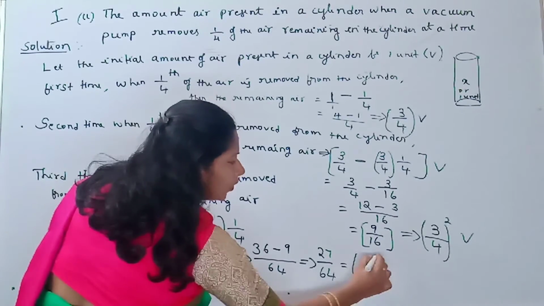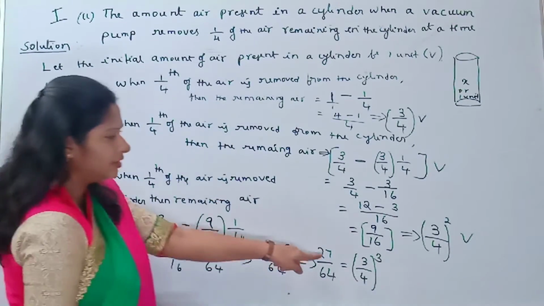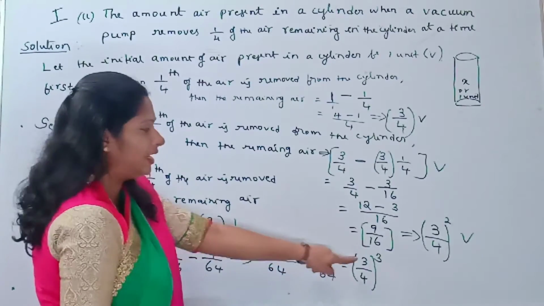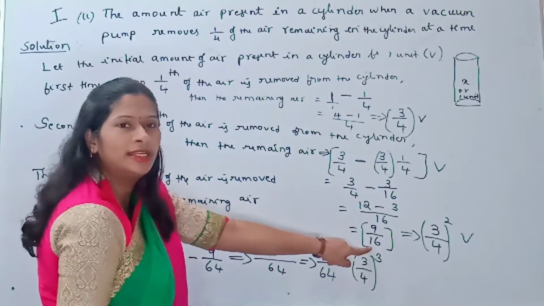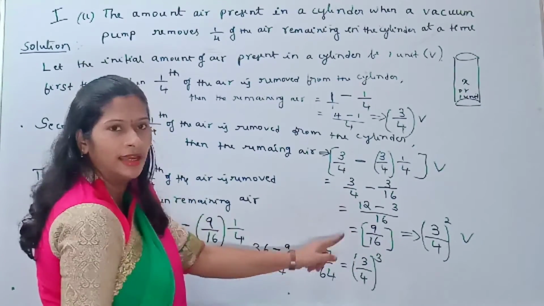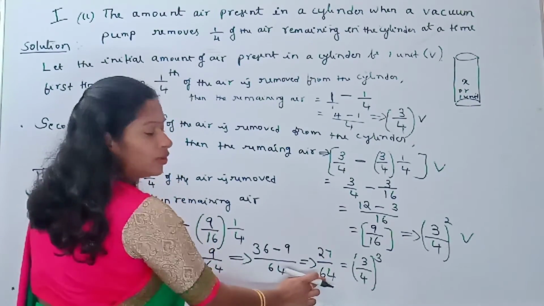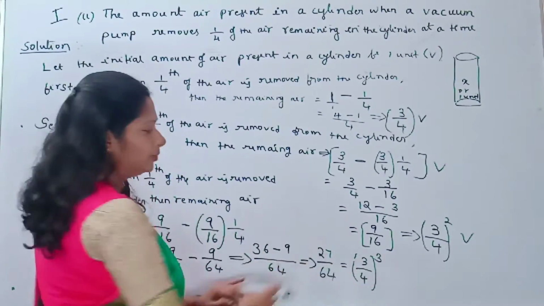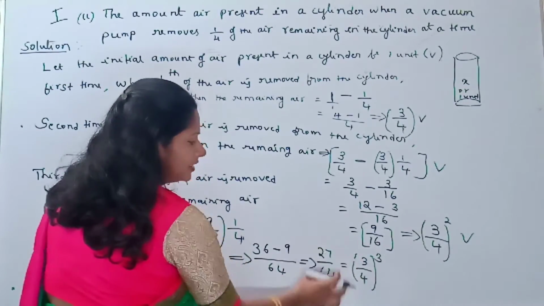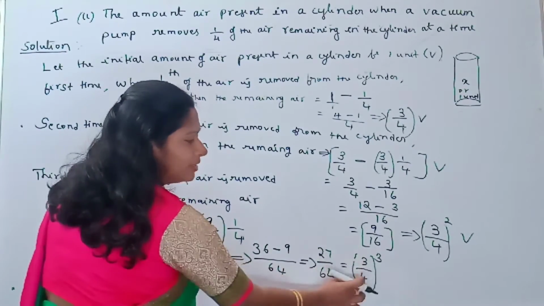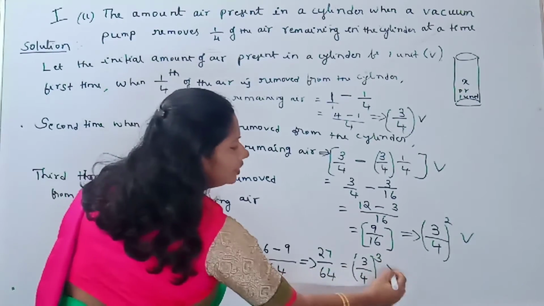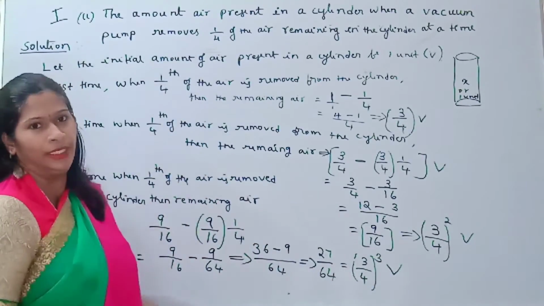So this one I'll write as 3/4 whole cube. It's clear? So 27 you can write as 3 cube, 3 into 3 into 3. So 3 3s are 9, 9 3s are 27. 3 cube you can write, and 64 you can write as 4 cube.